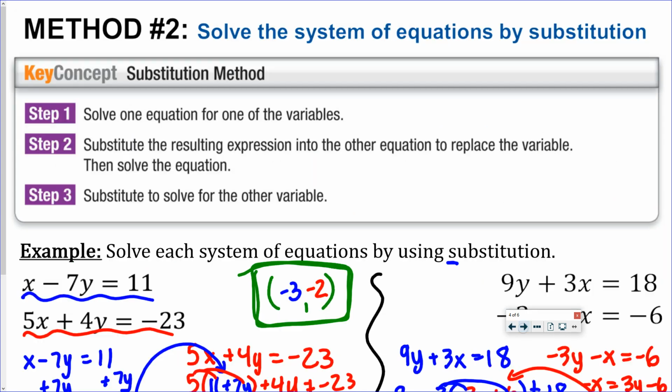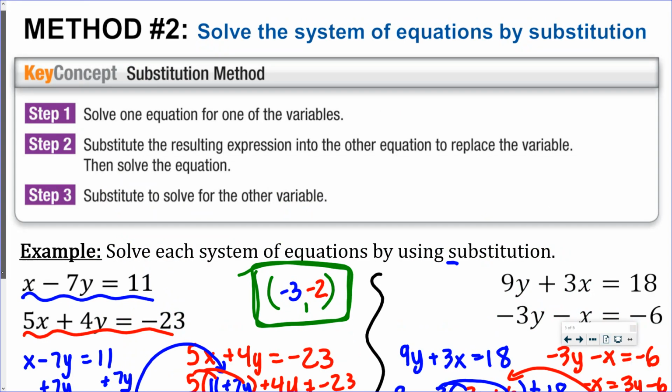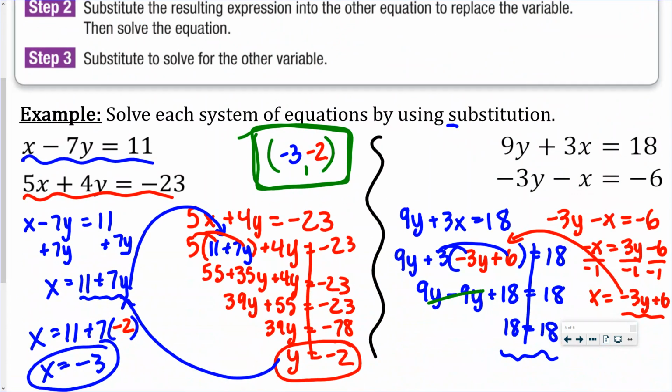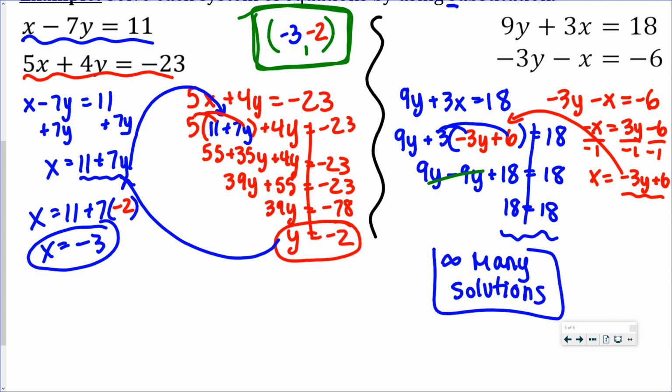If the statement is true, what do you guys think that means? Infinite or no? Infinite or all real numbers. Yep, you can say all real numbers too if you'd like, if that's what you're used to. All real numbers and infinite mean the same thing. This means we have infinitely many solutions. Your book uses infinitely many. I'm familiar with infinitely many. If I was left with something like 0 equals 18, that's not true. That's no solution.